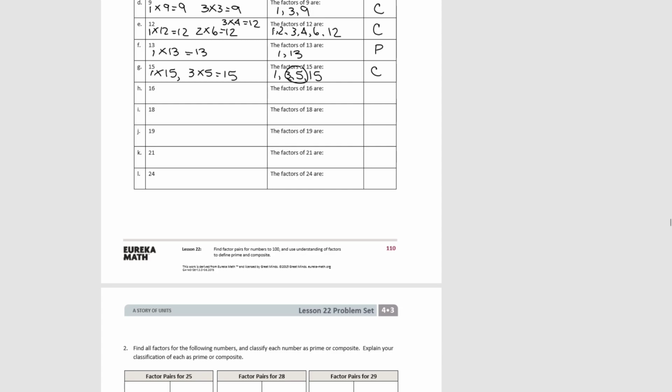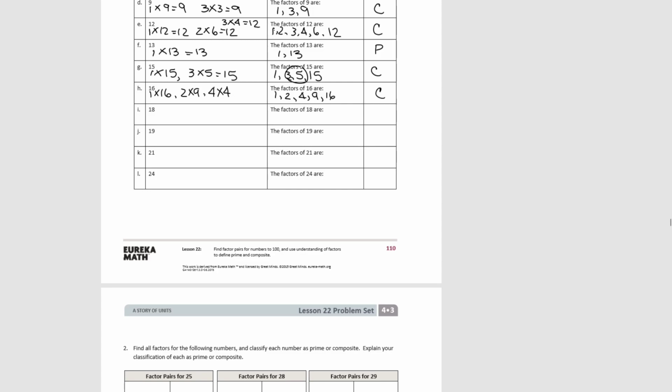Try the number 16. For 16, we can do 1 times 16. We can do 2 times 8. We can do 4 times 4. So our factors would be 1, 2, 4, 8, and 16. So this number is composite.